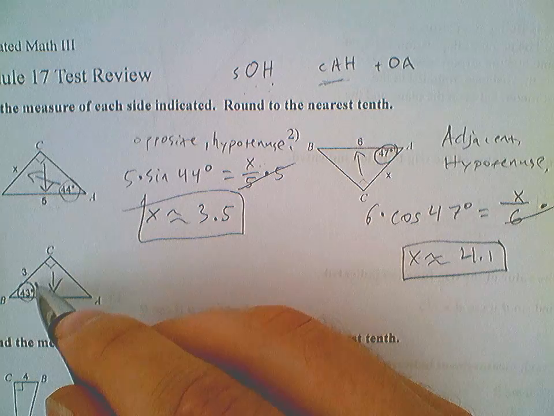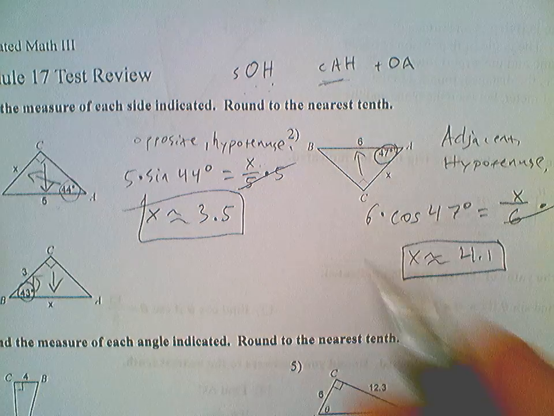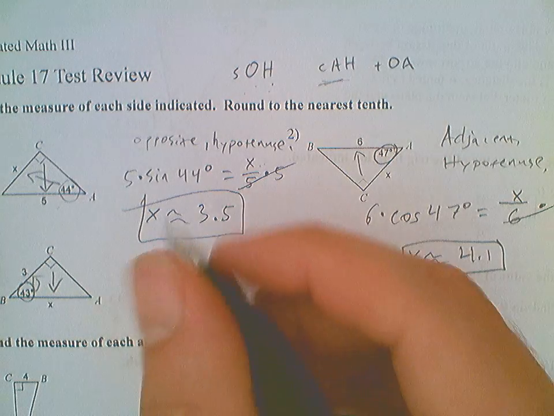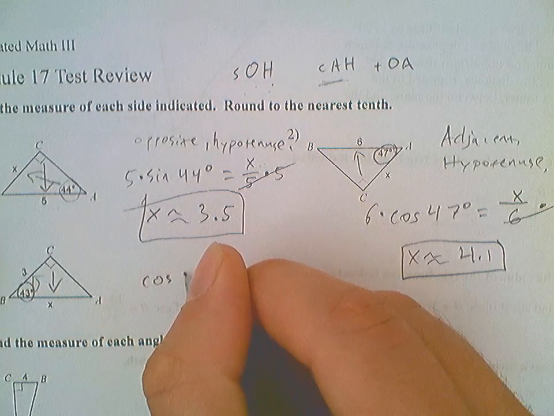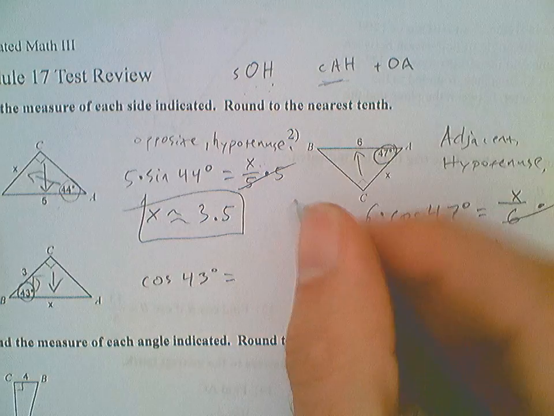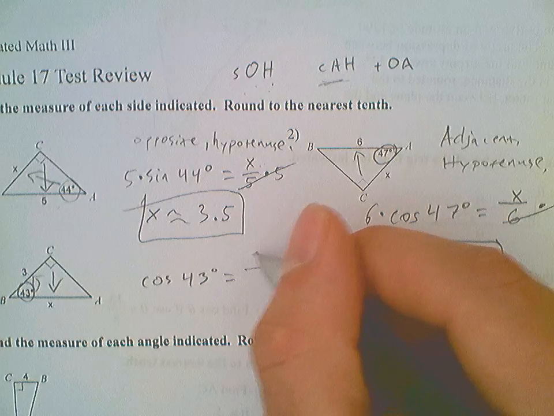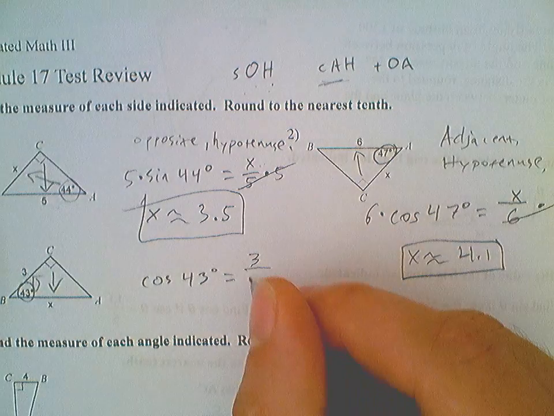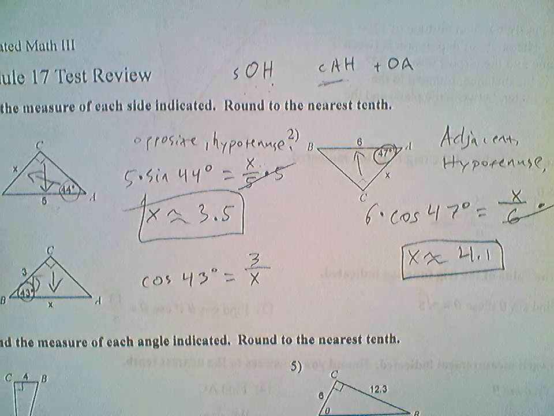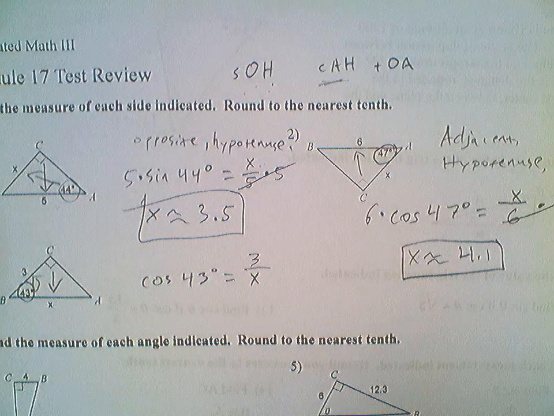And just like in the previous one, we also have the adjacent side. 3 is adjacent to that 43-degree angle. So that makes this a cosine problem as well. So cosine of 43 degrees equals, so adjacent goes on top. So 3 in this case, 3 is the adjacent side, and the hypotenuse goes on bottom. The hypotenuse is the side labeled x. So cosine of 43 degrees equals 3 over x.